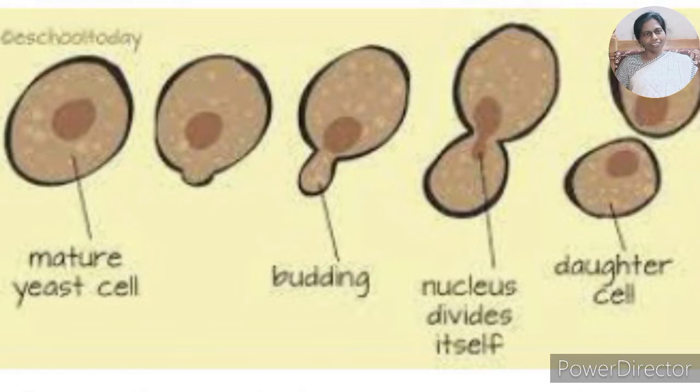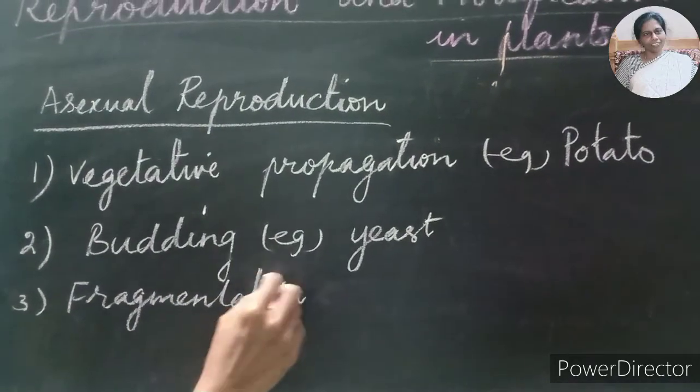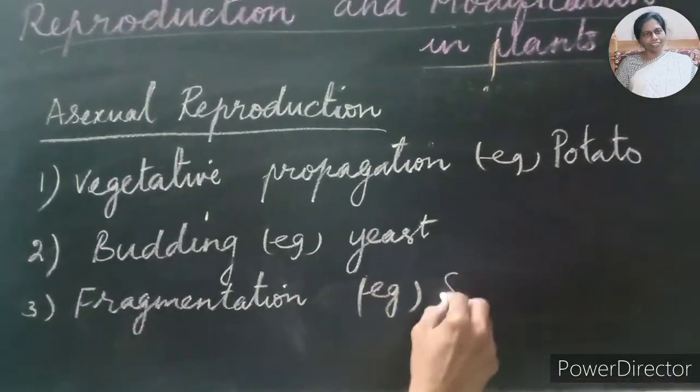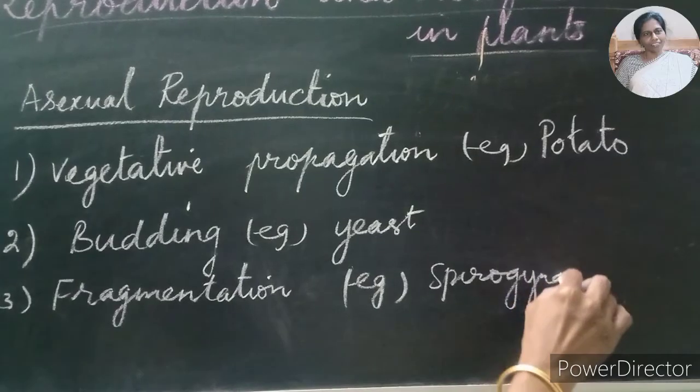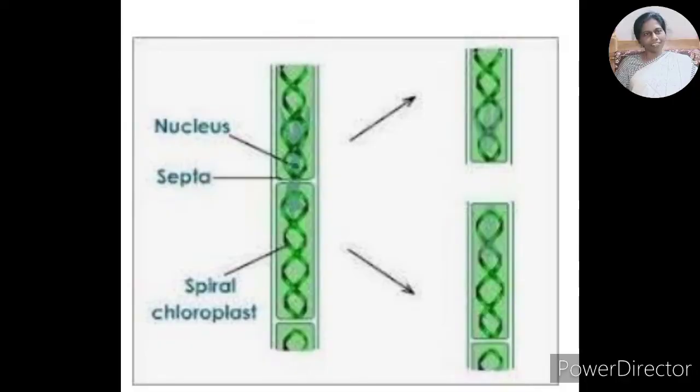Third one, fragmentation. Spirogyra is an algae. When it matures, the filament divides into pieces. Each fragment of the filament will grow into a new filament or individual.